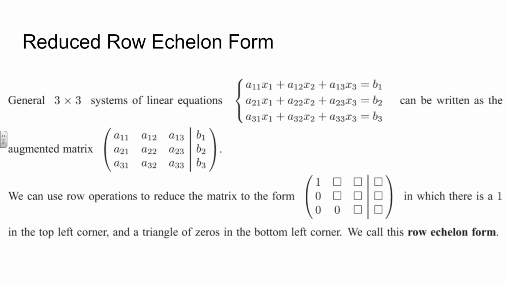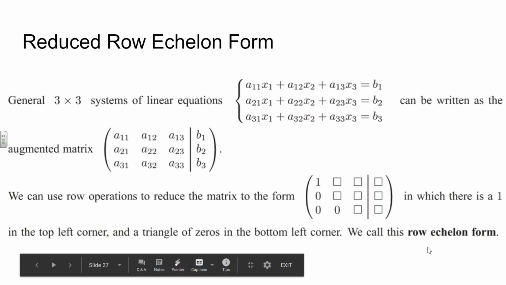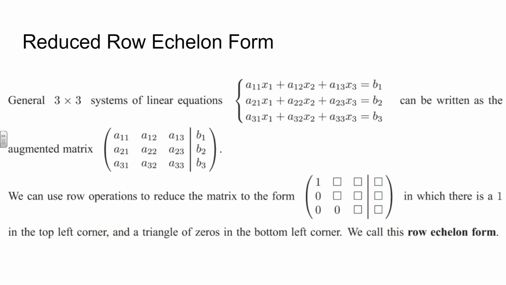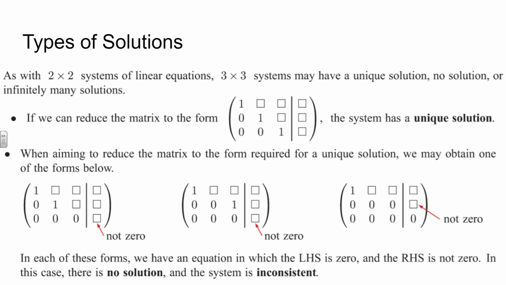If we can get to that, then that's going to yield what's referred to as row echelon form or reduced row echelon form. And then from there, we can go ahead and try to solve that system. Now, there's a couple things about it. We still want to identify when we have unique solutions, meaning one solution, when we have no solutions, and when we have infinitely many.